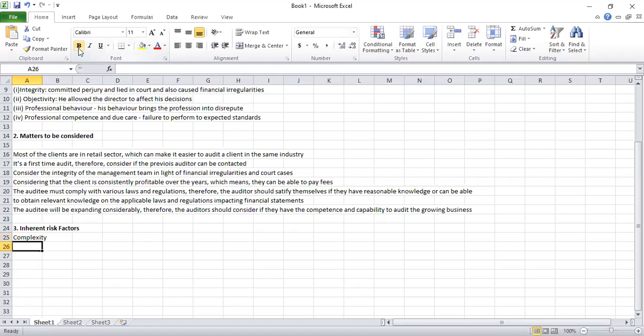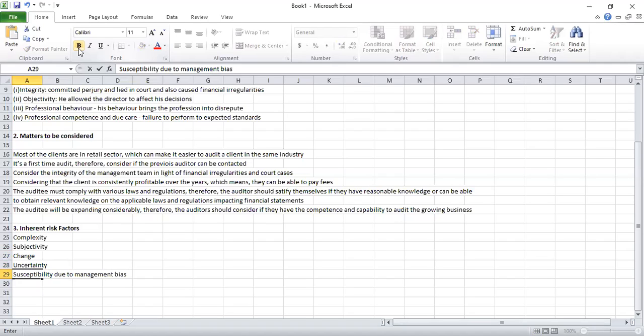Let's say if they deal with a lot of actuarial issues. Subjectivity depends on the opinions of the users. Change, there's been a change during the period. Uncertainty, it creates unpredictability into the future. Susceptibility, management biases can result in manipulating the financial statements.